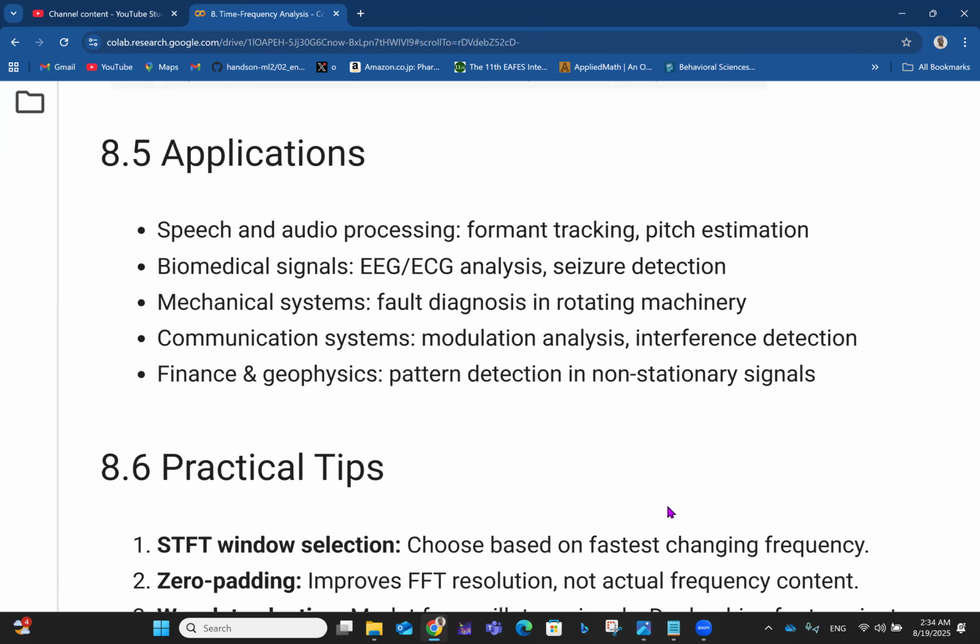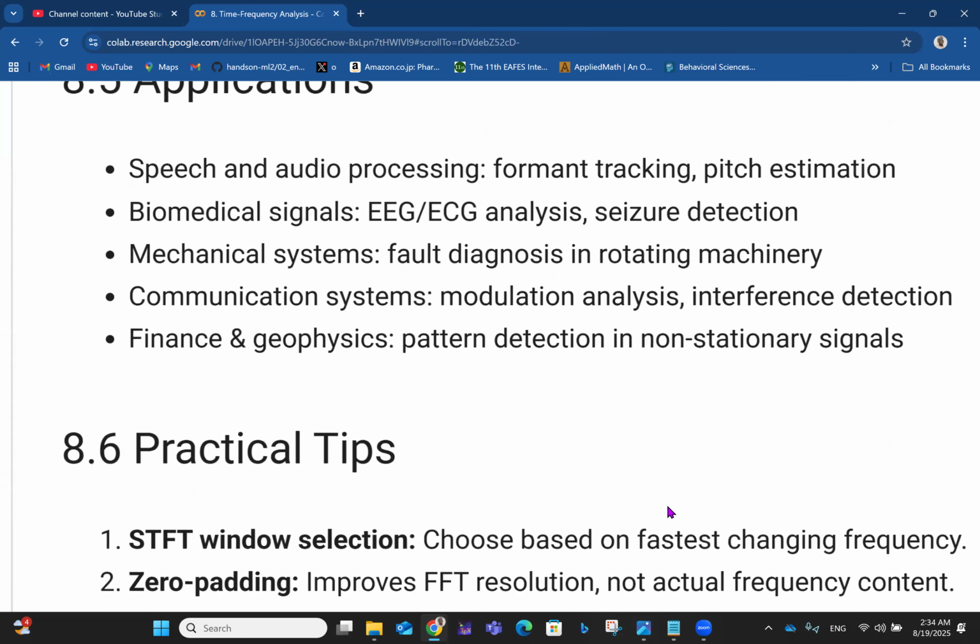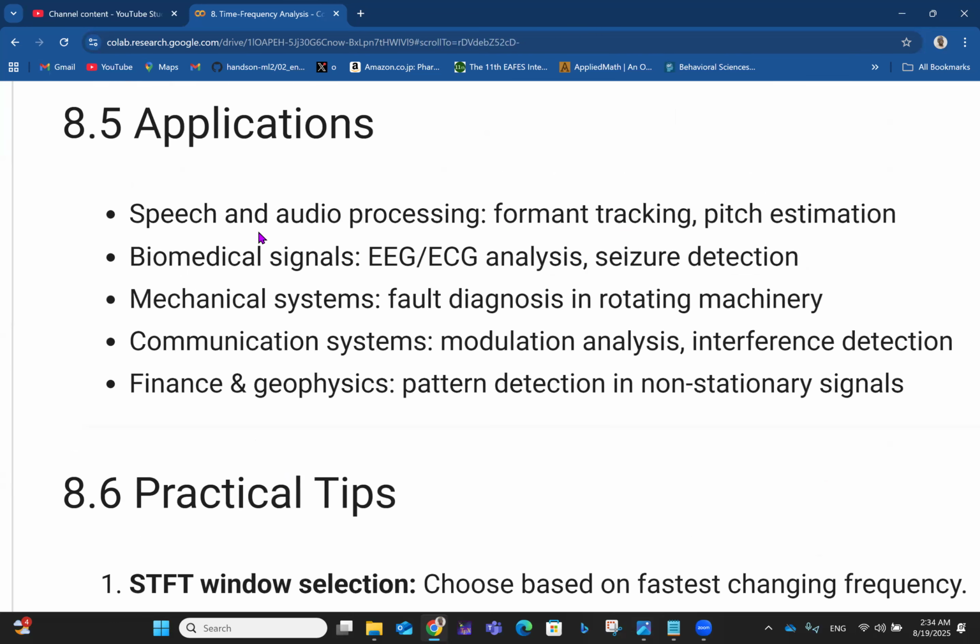So what are some applications of time frequency analysis? Speech and audio processing, like formant tracking and pitch estimation. Biomedical signals like EEG, ECG analysis, seizure detection. Mechanical systems for diagnosis in rotating machinery, talking about vibrations, right? In communication systems for modulation analysis, interference detection. Finance and geophysics, pattern detection in non-stationary signals, right?